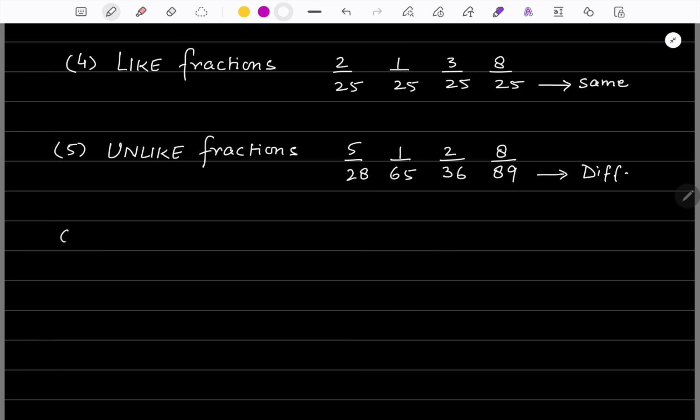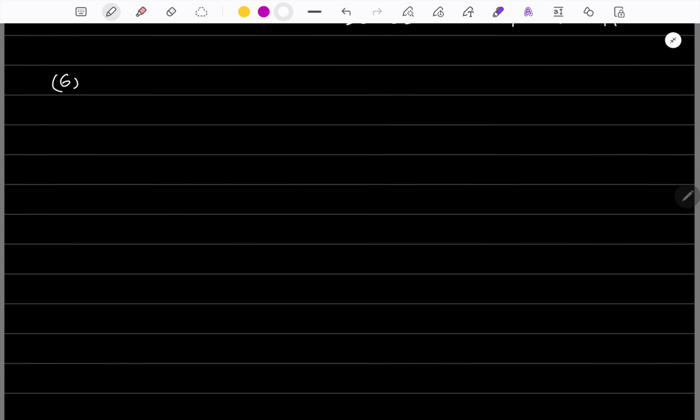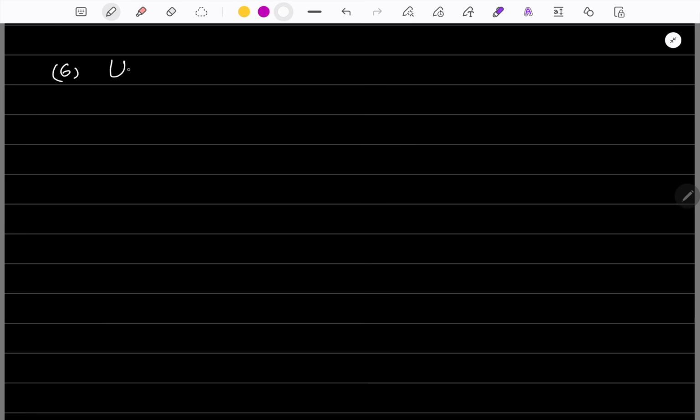Now let's move on to the next one. The next one in this will be unit fractions. Unit fractions are the fractions that have their numerator equal to 1. So their numerator always stays equal to 1.